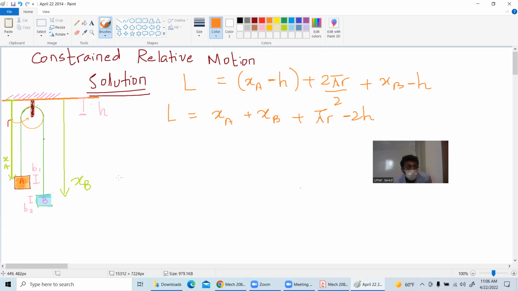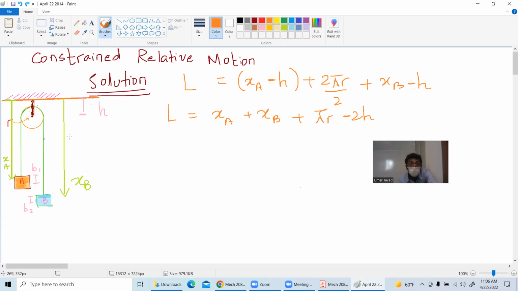Why did I write 2 pi r divided by 2? Because look, where is your rope? Rope, rope, rope, then rope. So I went from here to here, which is my XA minus H. Then the rope goes from here to here. The complete circle is 2 pi r, but the rope covers 50%, so 2 pi r divided by 2. Then I went from here to here. Okay, good. Students agree.